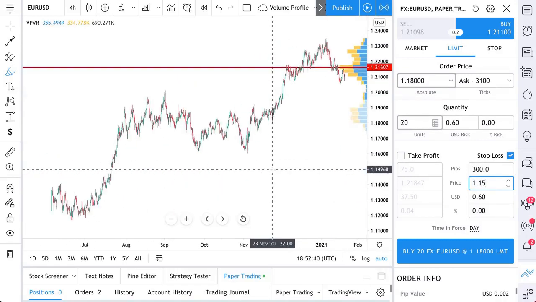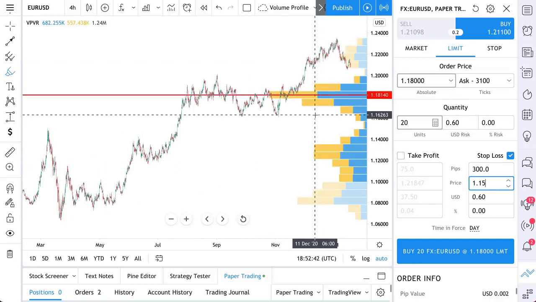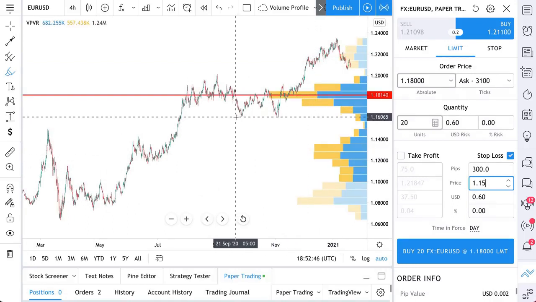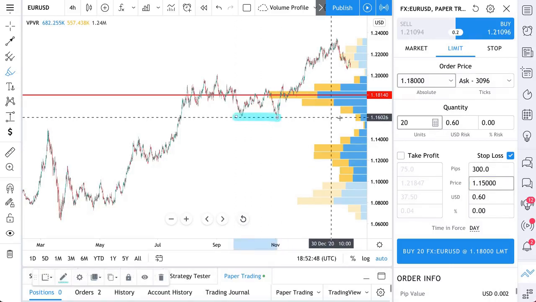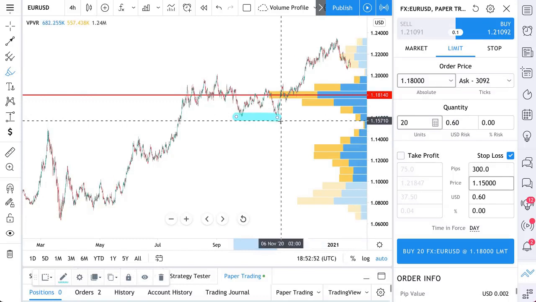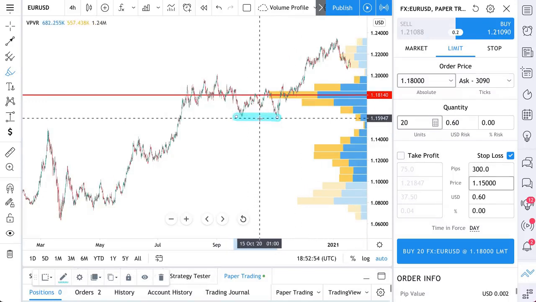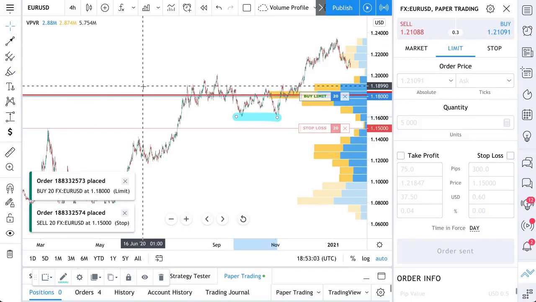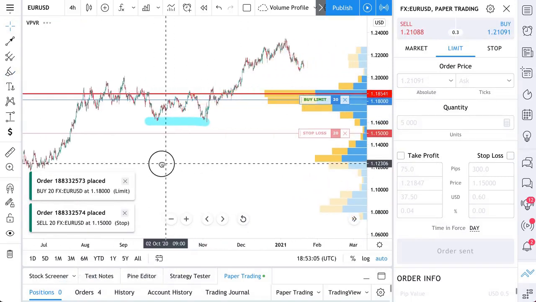And what we could do is zoom out long term to get a sense of it. 1.15 would mean that we break these levels and we enter into this low volume area, this low volume node, and we'd like to be out at that point, 1.15. So we will now click buy. The order's placed, it's shown on our chart, and now we can just sit back and relax and wait for this order to happen.